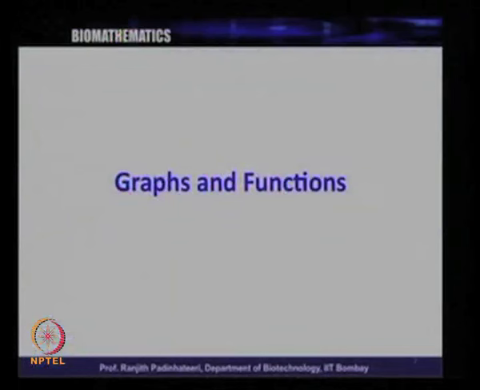Welcome to the second lecture of biomathematics. In this lecture, we will be studying graphs and functions. So, this is the second lecture where we will discuss more about graphs and more about functions.